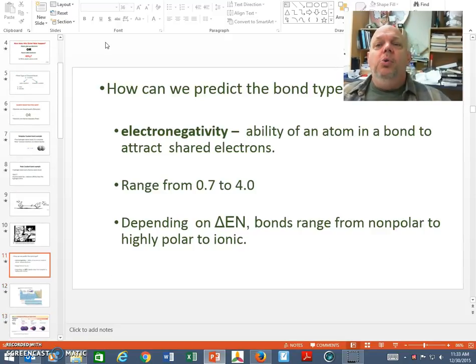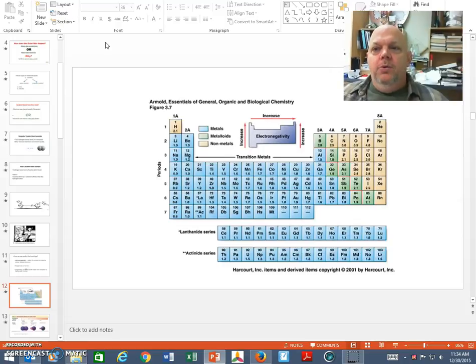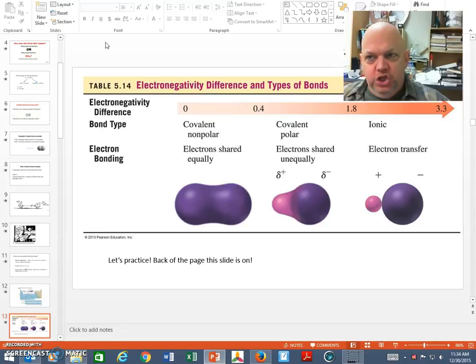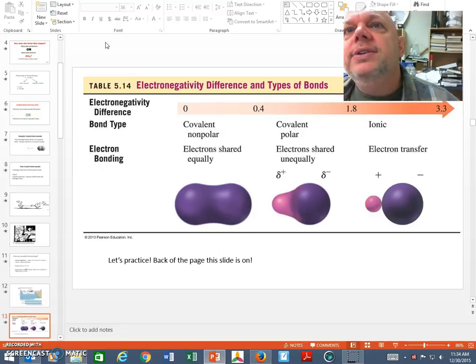So we talked about how in the world we can predict the bond type. You may remember electronegativity is how well the atom in a bond attracts shared electrons. We talked about the range, and depending on that difference of the electronegativity, the bonds can range from nonpolar to highly polar to ionic. You could look at ionic as an extreme form of polar, and we looked at the chart there, and we did some examples as we finished off 2015 with this. We looked at the electronegativity difference and types of bonds.